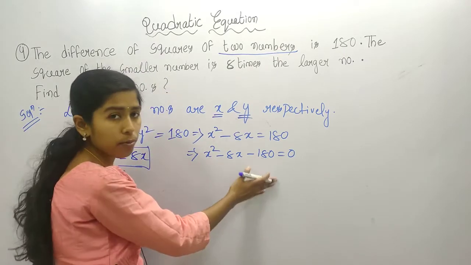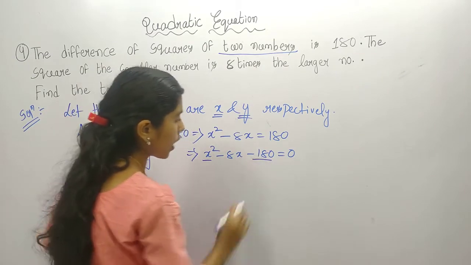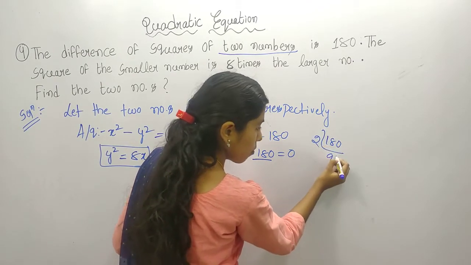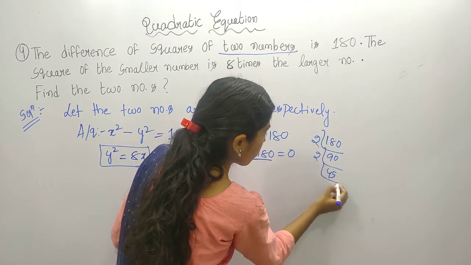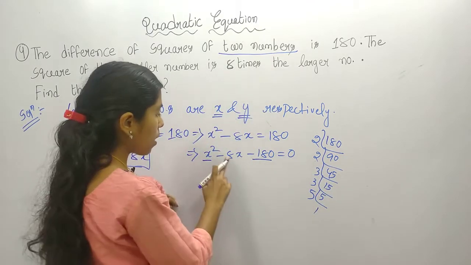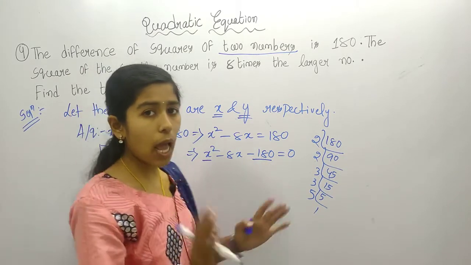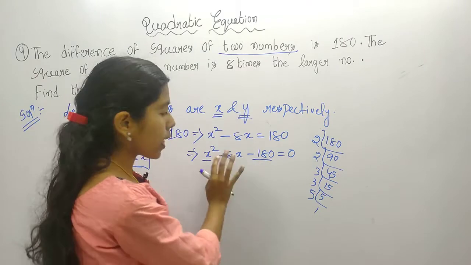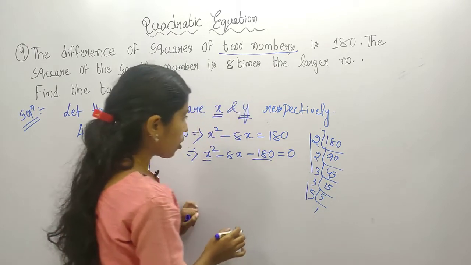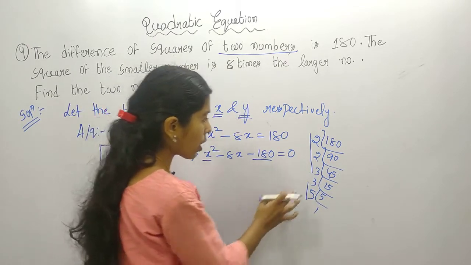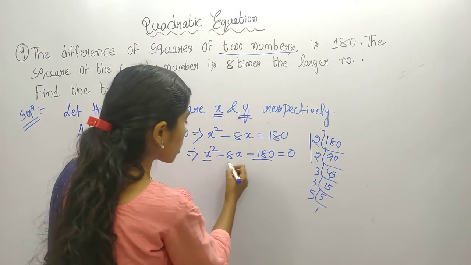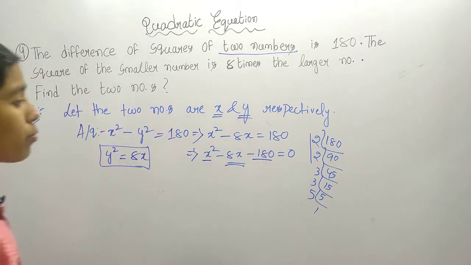Then what do you have to do? You have to factorize. You multiply 1 into 180, which is 180. We will find the factors of 180. So, what do you need? Minus 8 and minus 180. If you add or subtract two numbers, then minus 8 should come. If we take 12 and 15, it will not happen. So, you have to take two numbers so that minus 8 comes.